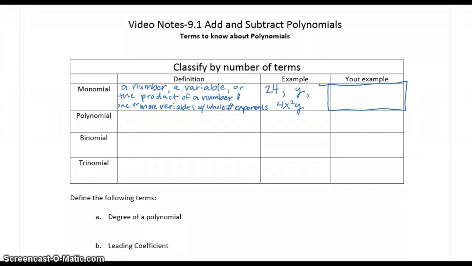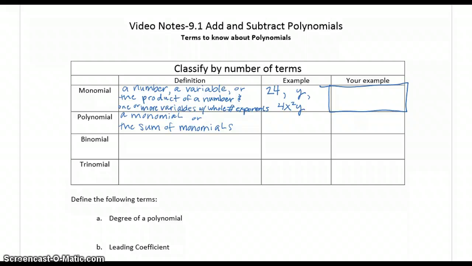Next we have a polynomial. A polynomial is a monomial or the sum of monomials. So for example, a polynomial that's just one monomial is x squared, or we can take the sum of monomials, we can add them together. So we can have 24 plus y plus 4xy.